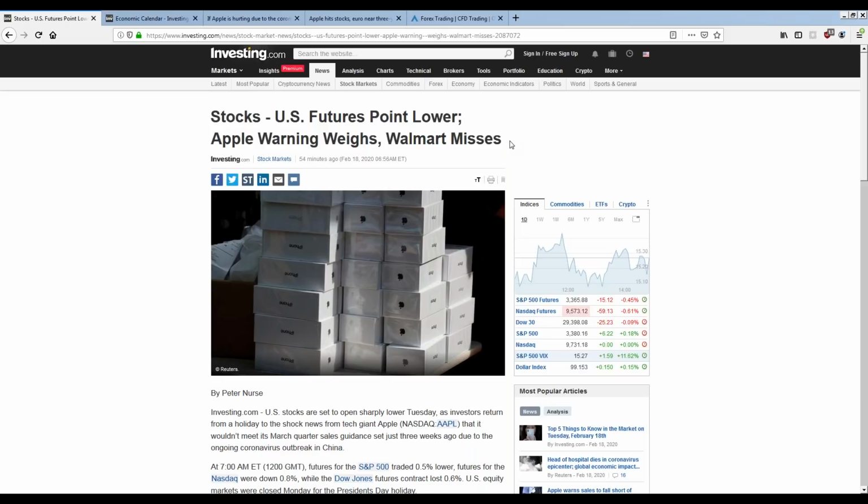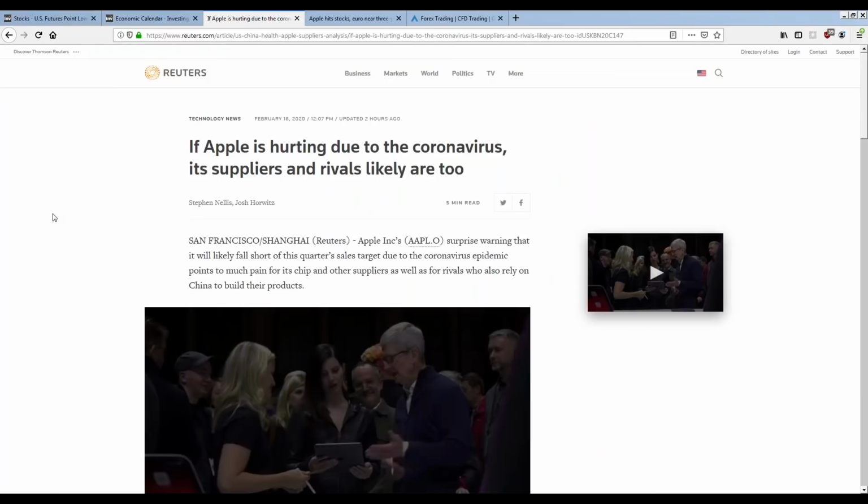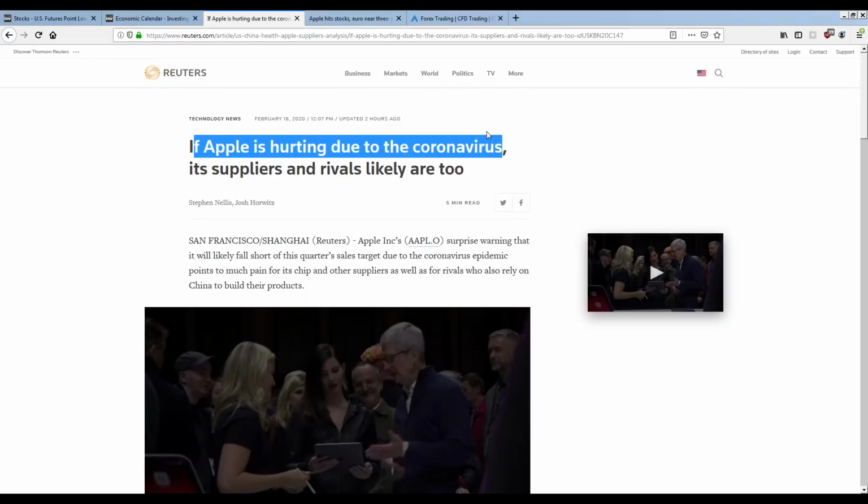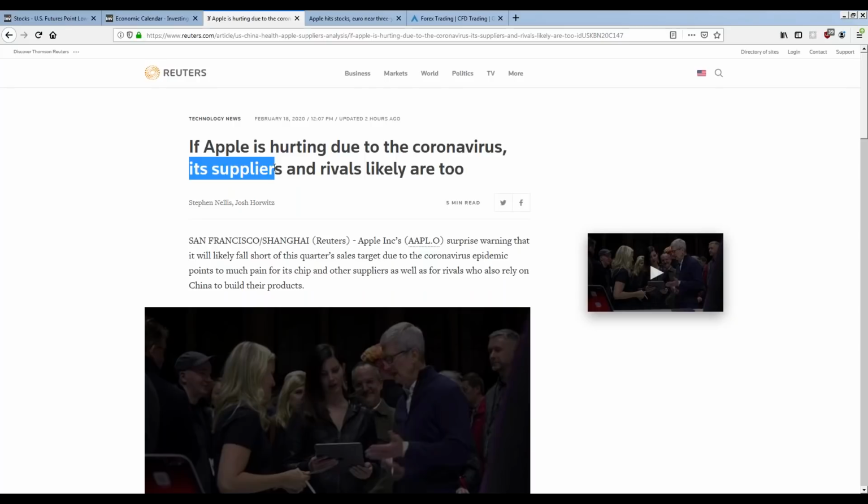And it was easy to see, technically speaking, as well, and to take advantage of. We'll take a look at how you could have already profited from this and how you might be able to moving forward. And if we look at some other articles, this is Reuters, another news source. Again, if Apple is hurting due to the coronavirus, which we just saw Apple themselves say they think they will be, what do you think happens then to Apple's suppliers and their rivals? This article suggests that likely they're going to be hurting too.